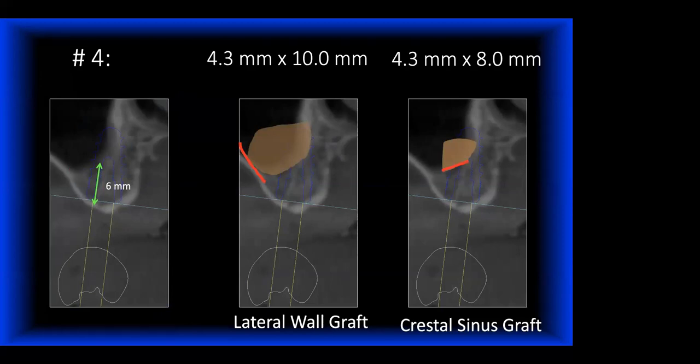Number 4 is the same. Number 4 is a bicuspid, so we want a little bit less diameter, 4.3. I'm using the Hahn system here. So 10 millimeter would be for lateral wall, or an 8 millimeter would be for crestal. So on the right side, whether you do crestally or lateral wall, you have that ability.